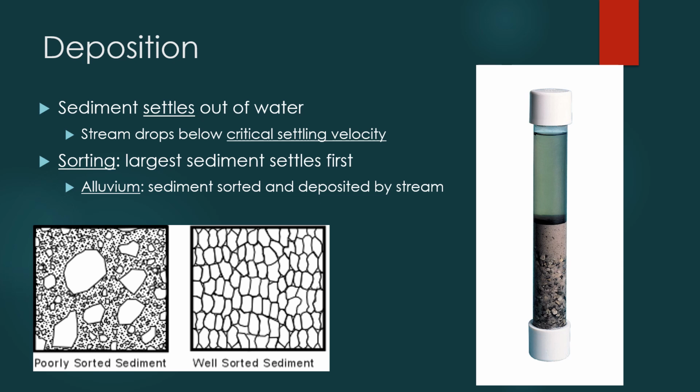So any kind of sediment that is deposited by a stream is called alluvium, and so if you come across some sediment out in the wild and you can see that there's a layer of large sediment and then it gets smaller and smaller as you go towards the surface, then that's the way that you can know that that sediment was deposited by a stream, because it is sorted.